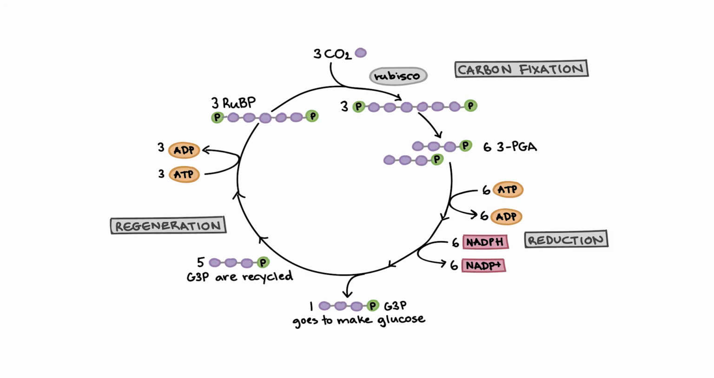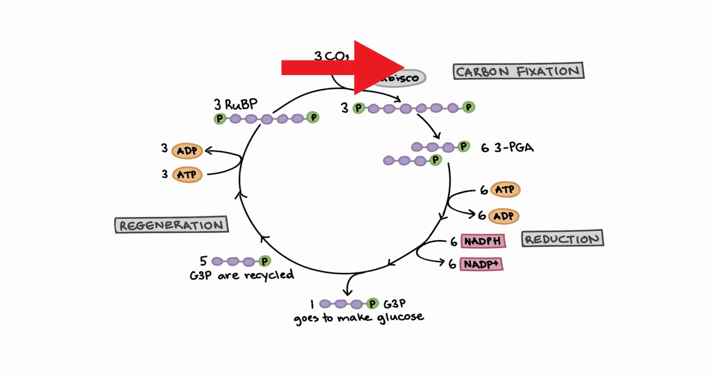Anyways, the Calvin cycle's source of energy is supplied by ATP that was also produced in the previous cycle. The first step in the Calvin cycle involves CO2 being fixed by RuBP.